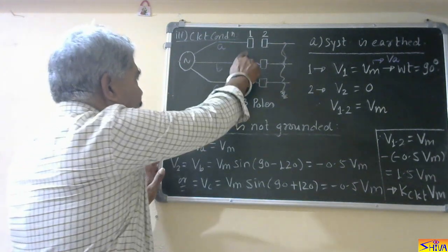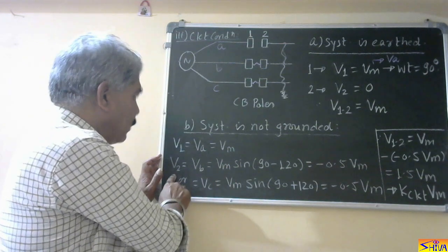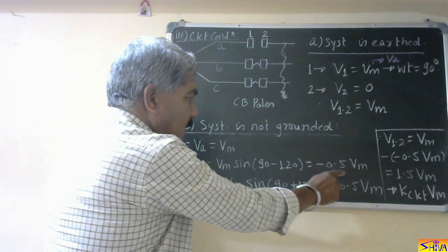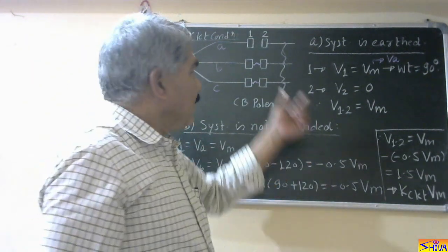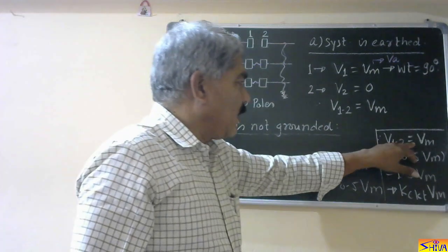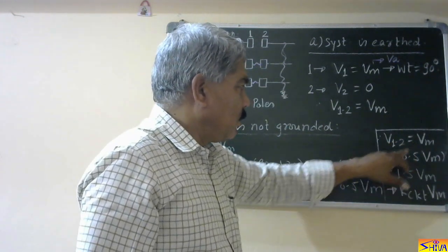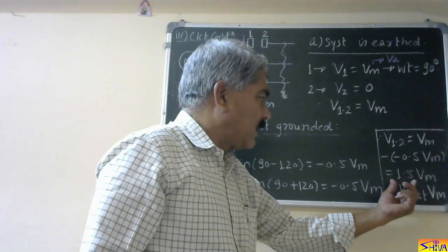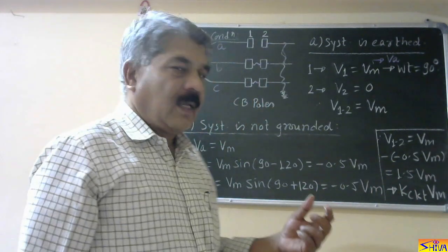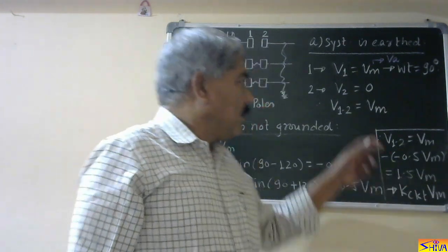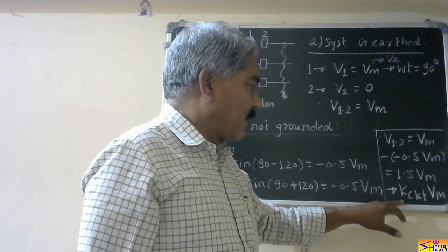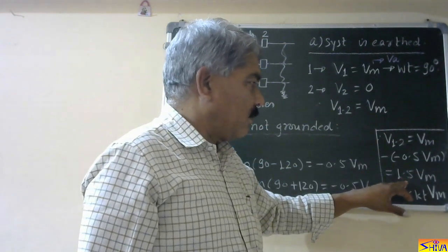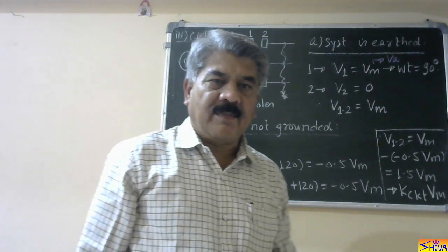So contact 1 is at potential Vm. Contact 2 is at potential VB or VC, and both are equal in magnitude to 0.5 Vm. So if you find the potential difference between contact 1 and 2, it is V1 minus V2, so Vm minus (minus 0.5 Vm), that is 1.5 Vm. So this factor comes into the picture. It means if the system neutral is grounded, this factor, which we denote by K circuit, is 1. If the system neutral is not grounded, this factor is 1.5. So this is called the circuit factor.